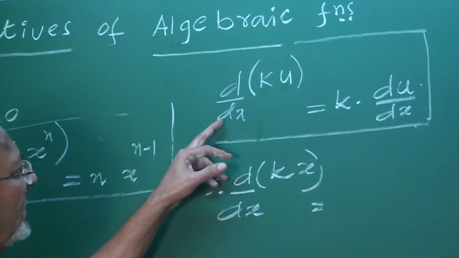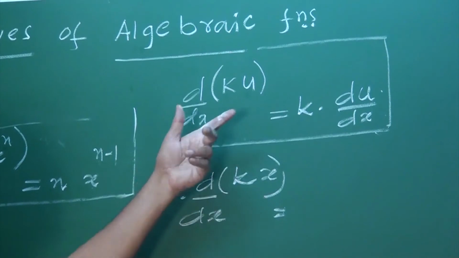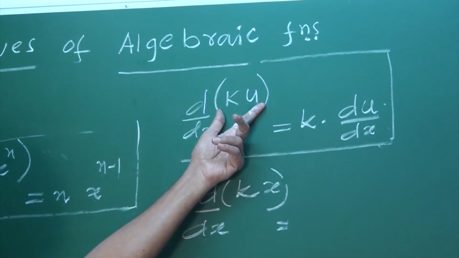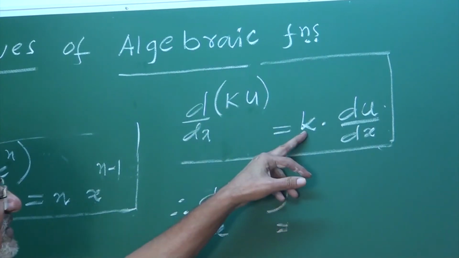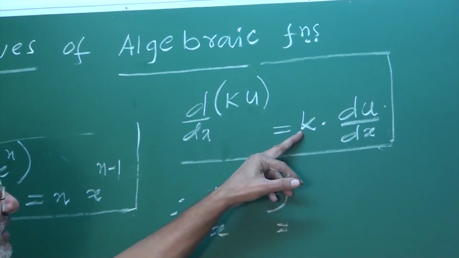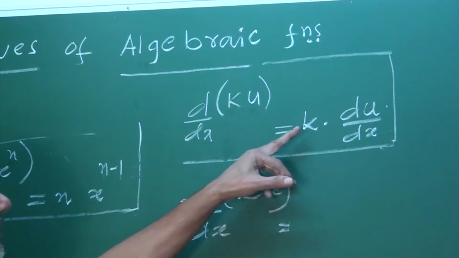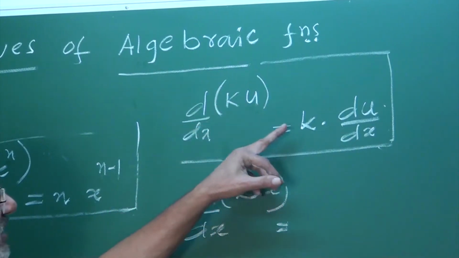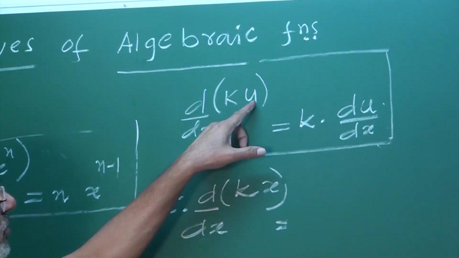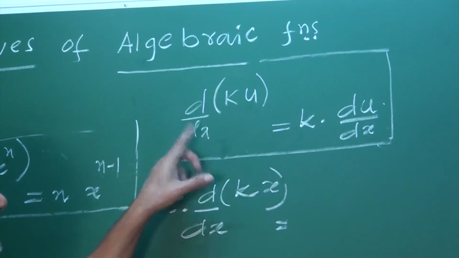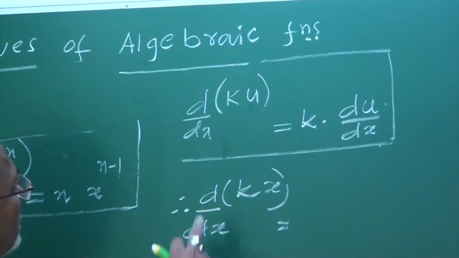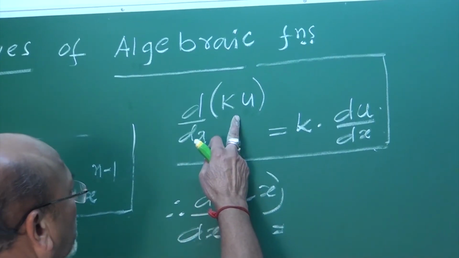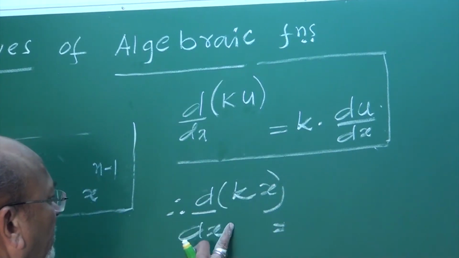So while writing the derivative of ku, where k is a constant coefficient, it remains as it is. If it is 5, it remains. If it is 10, it remains. If it is minus 10, that minus 10 remains, into the derivative of this function with respect to x. Keeping this in mind, you can write the derivatives.